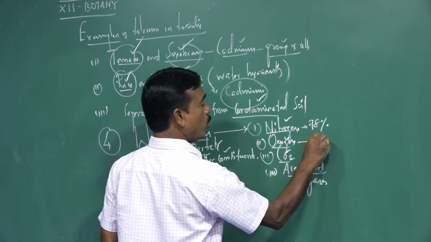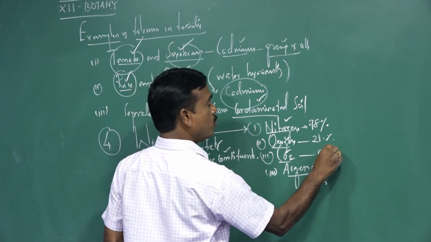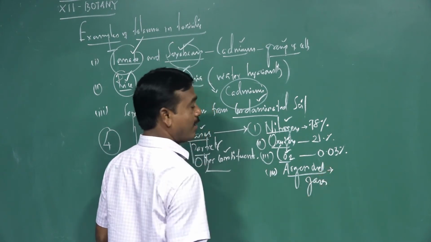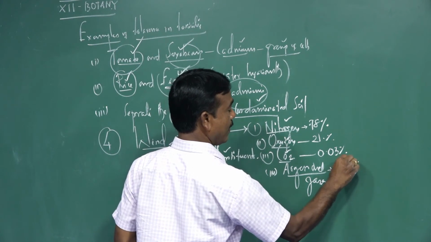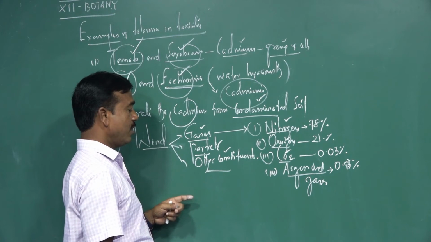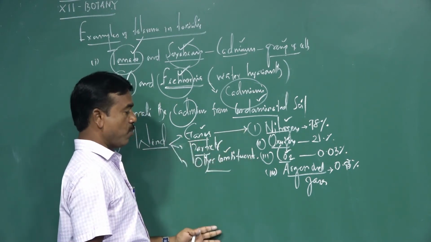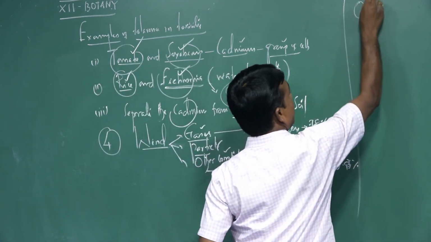Then 21% is oxygen, 0.03% is carbon dioxide, and argon and other gases are commonly called 0.93%. So the air possesses many kinds of gaseous components. Apart from these, what are the other constituents?